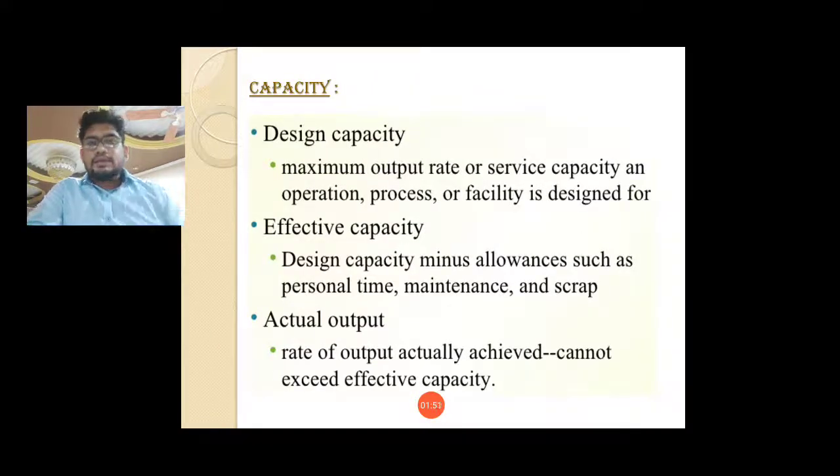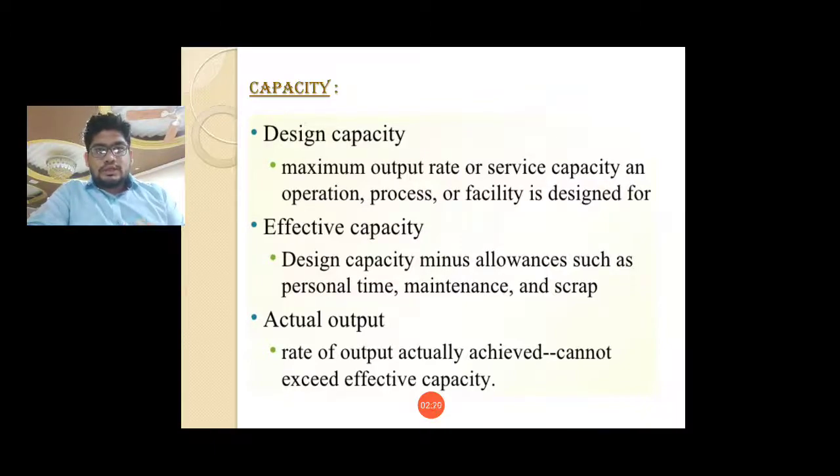What is capacity? Design capacity is the maximum output rate or service capacity an operation, process, or facility is designed for. What is effective capacity? It is generally design capacity minus allowances such as personal time, maintenance, and scrap. And what is the actual output? The rate of output actually achieved, which cannot exceed effective capacity.